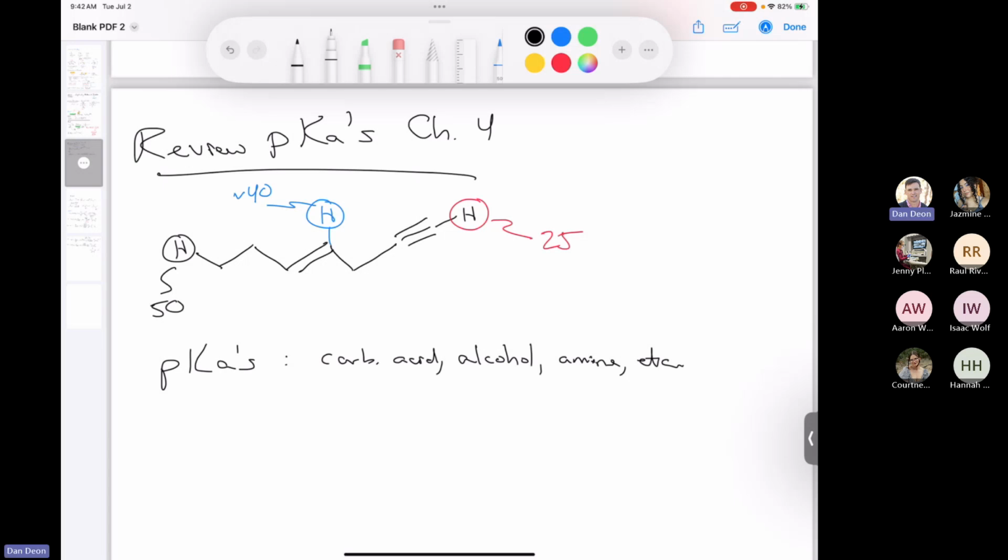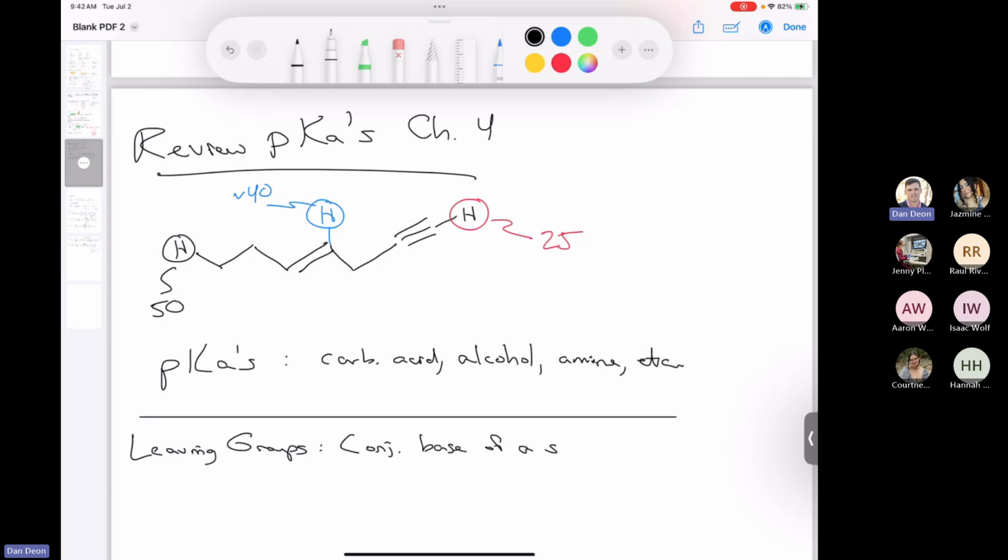Yeah, so I'd also review leaving groups. We spent a lot of time talking about leaving groups, okay? What is a good leaving group? It's the conjugate base of a strong acid, right? So what are some good leaving groups?